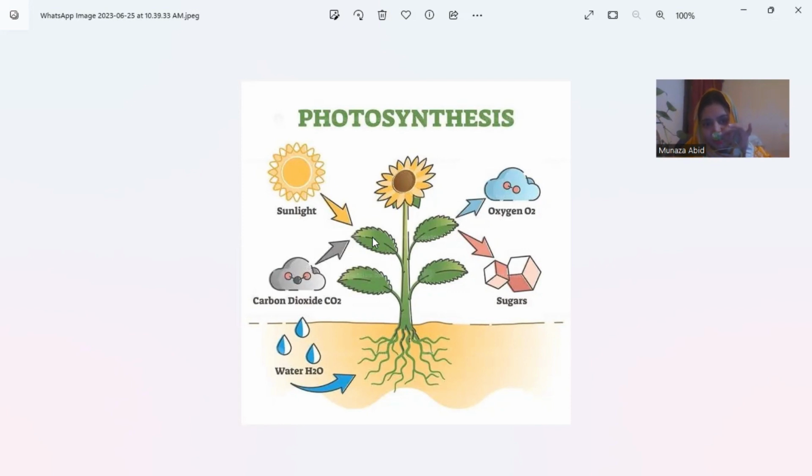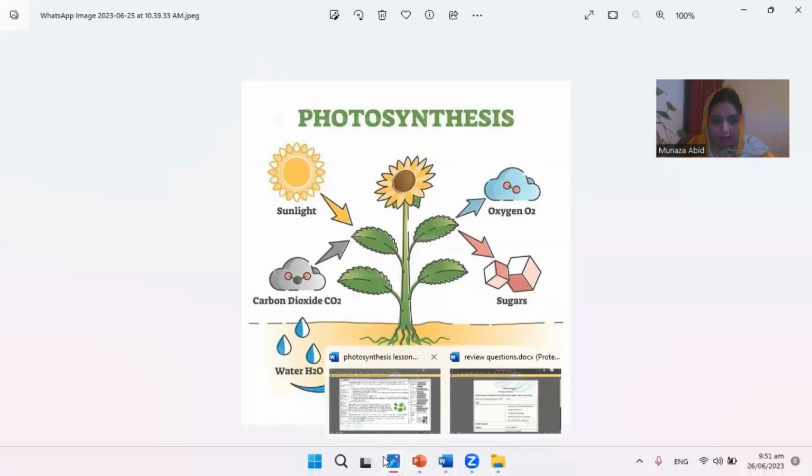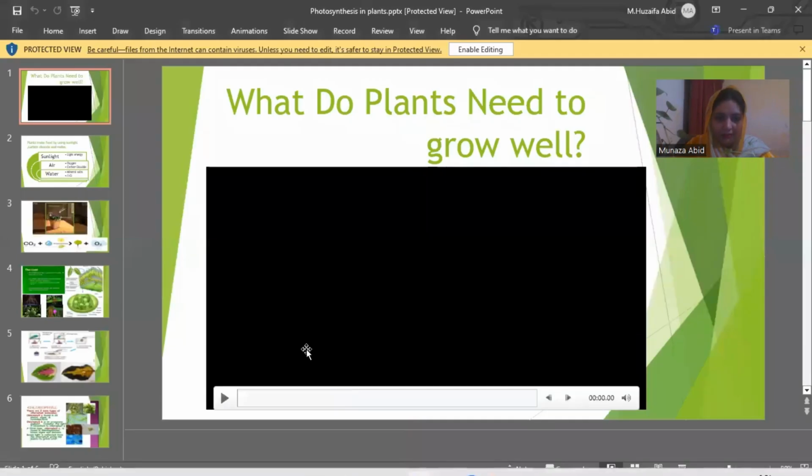Water has already been in this leaf, and in the presence of sunlight, in the leaf there is a green color pigment in the plant cells which makes food for the plant. What happens in photosynthesis? By combining carbon dioxide and water in the presence of sunlight, leaves make oxygen and sugar. Now I want to make this new concept easy for you. Let's move to our PPT.